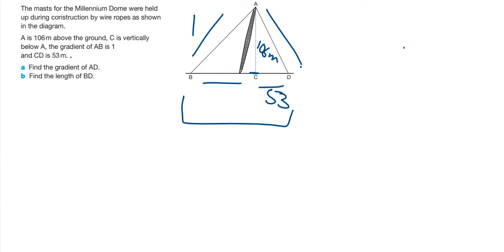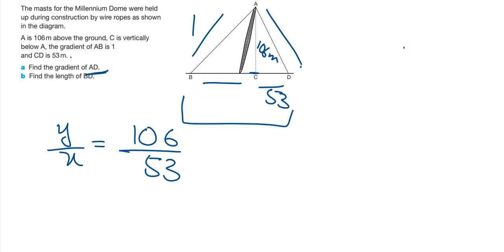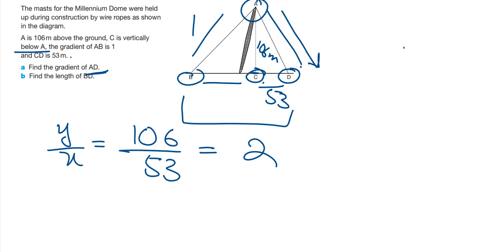All right, let's check out the gradient of AD. We have 106 and 53, y and x are given. You can easily find 106 over 53, and that's equal to 2. And you know that A is above, so you can see that C is below. That is already mentioned over here. C is vertically below, so all the other points B and D will also be on the lower side. So you can say that the gradient must be a descending gradient, and that will be equal to -2.